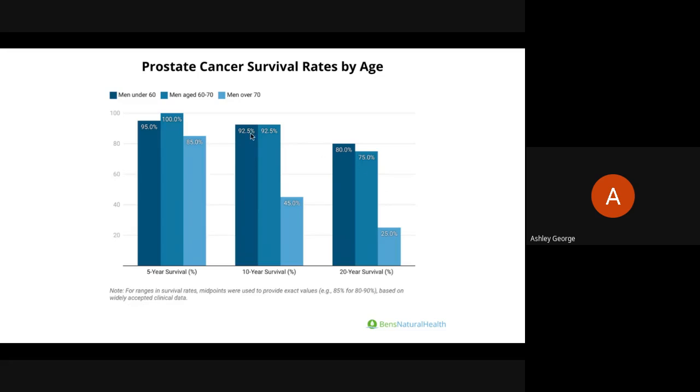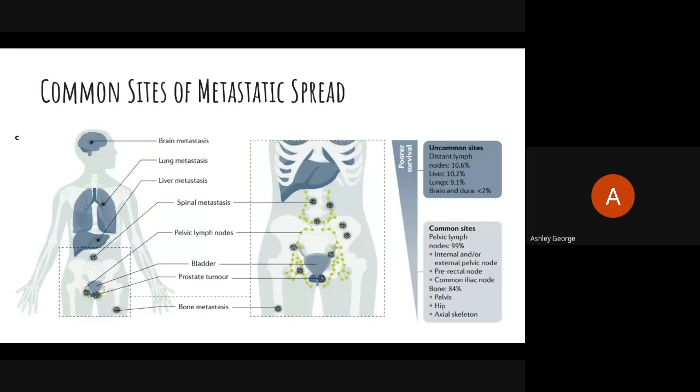You can see here in men under 60, the 5-year survival rate is 95%. For men age 60 to 70, it's 100. And then for men over 70, it's 85, the 5-year survival percentage. And then, as we get further and further, the survival percentage does decrease, but I would say it isn't always quite as aggressive, or the prognosis is not quite as, I guess, upsetting as with some other cancers that are a bit more aggressive.